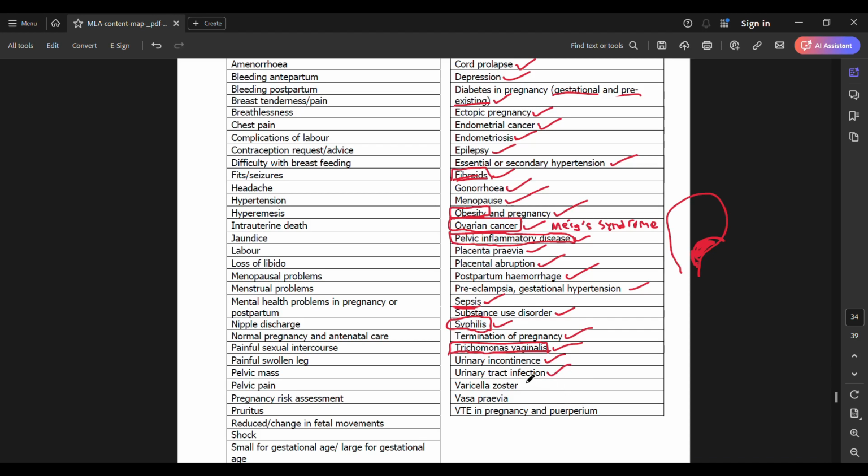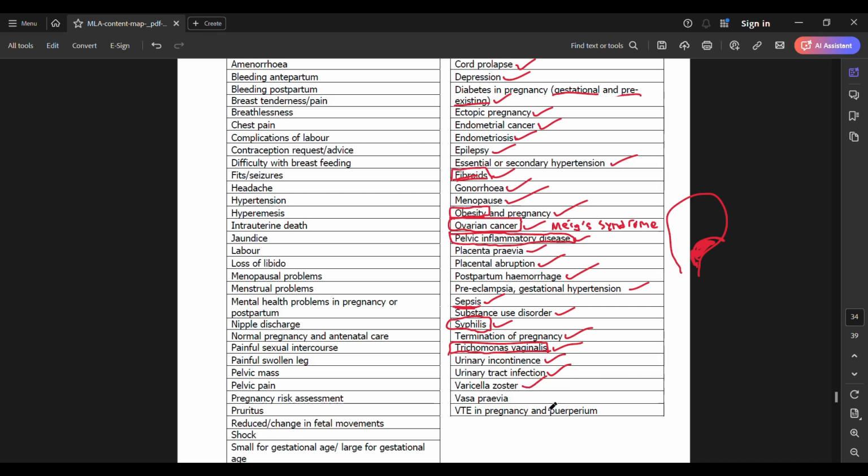Urinary tract infection. This is important in the context of pregnancy, because you cannot use certain antibiotics when a patient is pregnant. Urinary tract infections themselves are something that you can treat, it's fine, but if the patient is going to become pregnant or is pregnant, you need to be careful with the antibiotics that you're going to be prescribing.